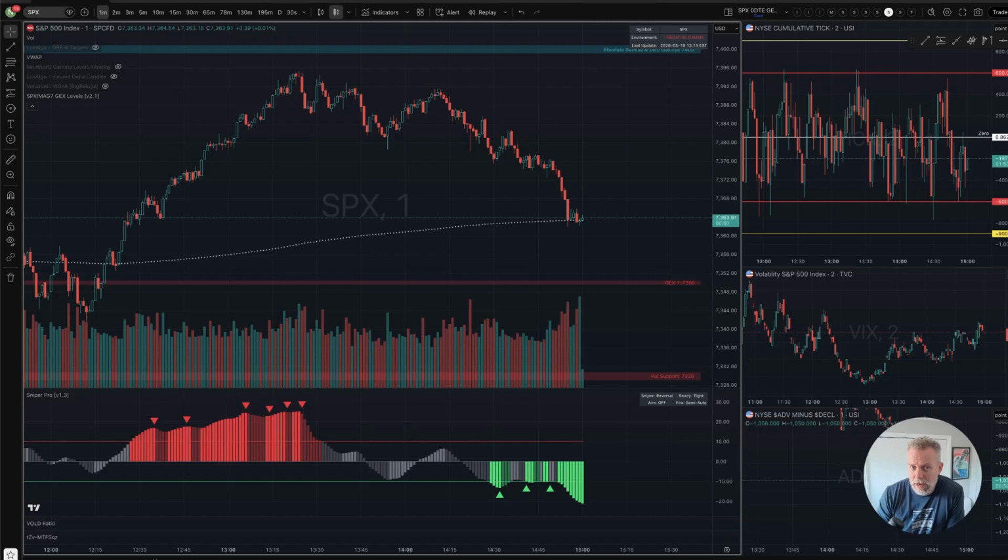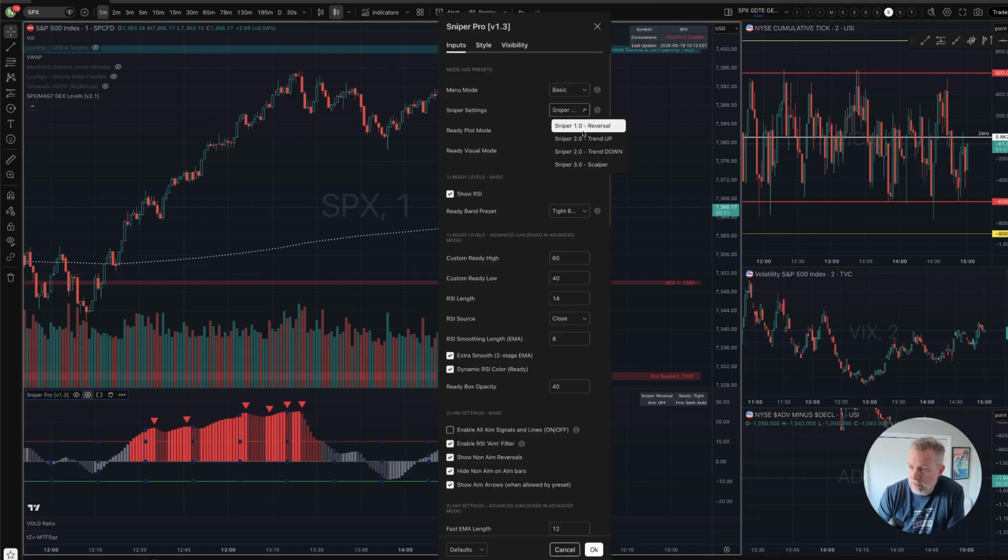I am going to play the 7380 calls, which is a little bit out of the money, but I'm looking for a quick move on this. And as soon as I'll switch over to a scalper, which will give me a slightly earlier signal if there's going to be one.